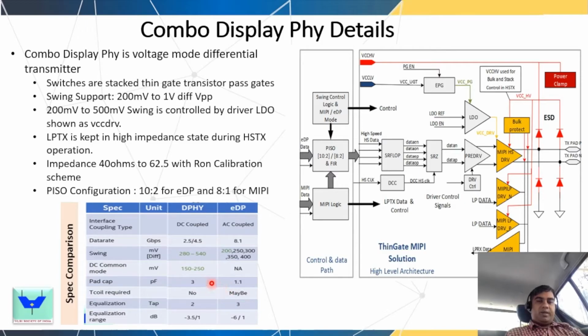From a standard spec perspective, D-PHY allowed up to 3 picofarad, but for eDP, in order to meet the insertion loss and the IMAS requirement, we had to be within 1.1. Hence we went with the stacked thin gate based design. T-coil is not a requirement in both. Equalization is required in both D-PHY and eDP. The equalization range is minus 3.5 to 1 dB in the case of D-PHY, and minus 6 to 1 in the case of eDP. Okay, with that, let me move to the next slide.